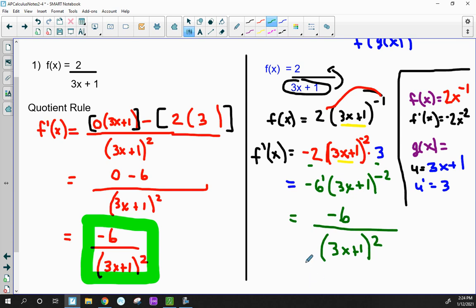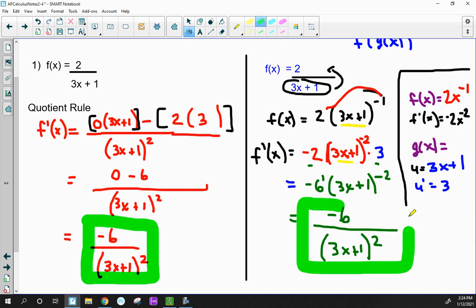And then you can compare your answers. Whether you thought about this problem using a quotient rule or using the chain rule, you can see that they give you the same result.